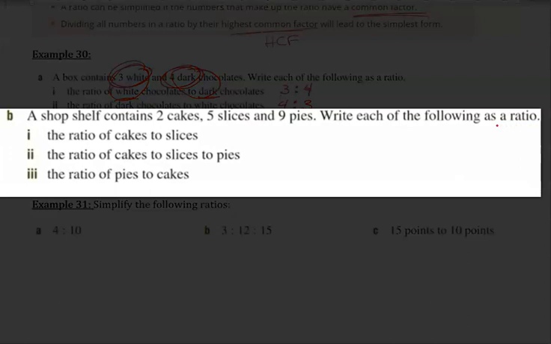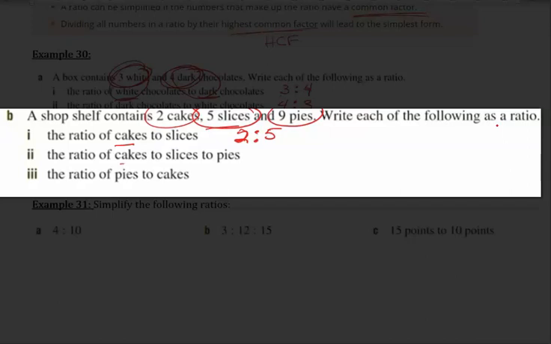So a shop shelf contains 2 cakes, 5 slices, and 9 pies. Write each of the following as a ratio. So, ratio of cakes. How many cakes? 2. To slices. How many slices? 5. So that, it's not a comparison to the whole. It's a comparison of, I've got 2 cakes to 5 slices. For every 2 cakes in that case, I've got 5 slices.